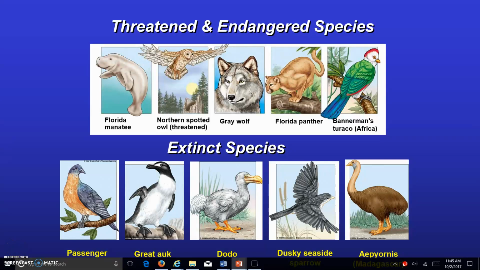Okay, so continuing on with our biodiversity lecture series, we are now going to focus on strategies to protect species and what it means to be a threatened or endangered species.